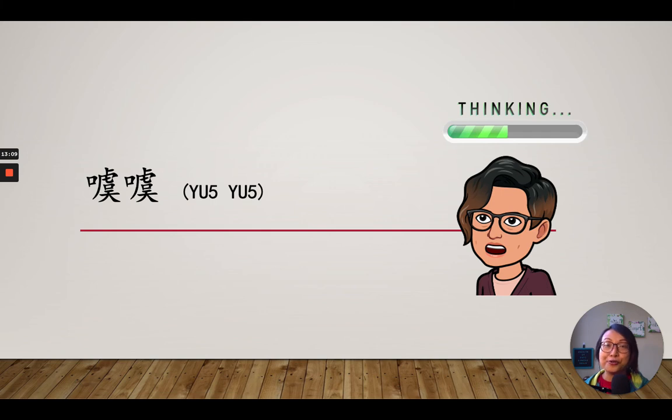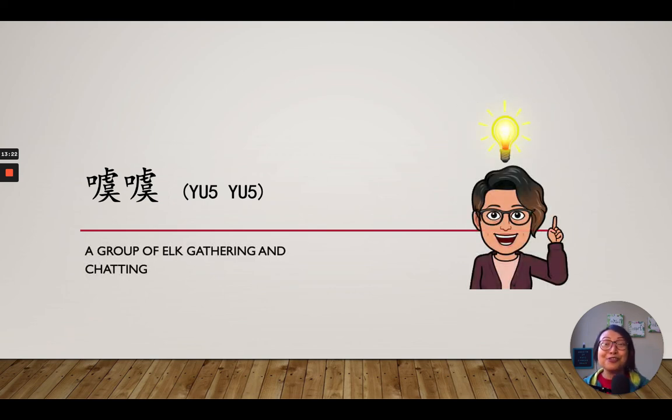This is 魚魚. No. 魚魚. 魚 as in like raindrop. What does 魚魚 mean? 魚魚 is actually describing a group of elk gathering and chatting. So, a group of 麋鹿喺度魚魚. Yeah, this is how they have a term for it.